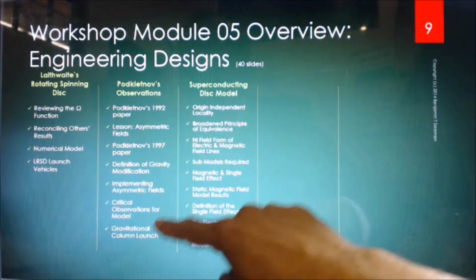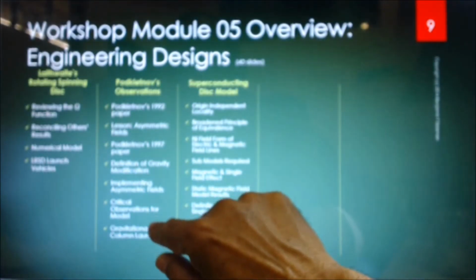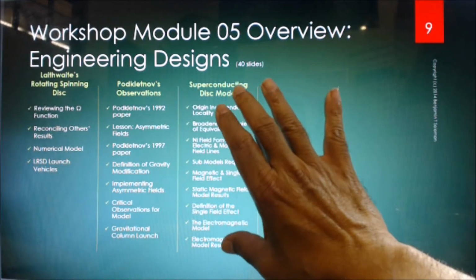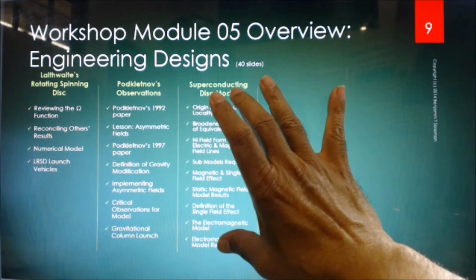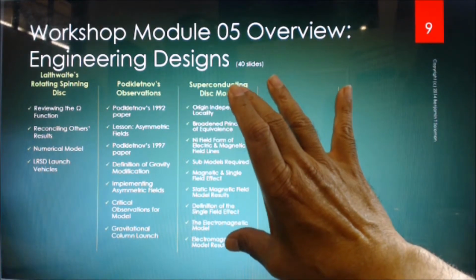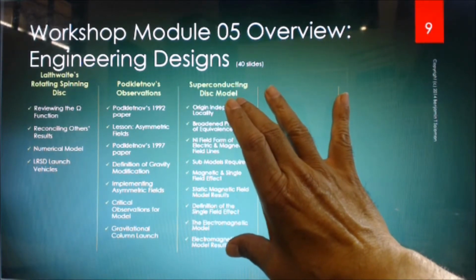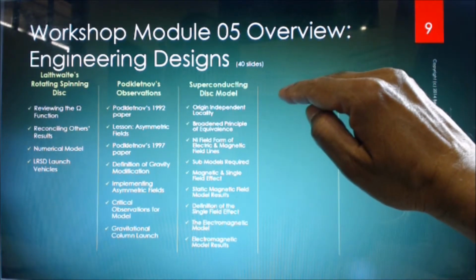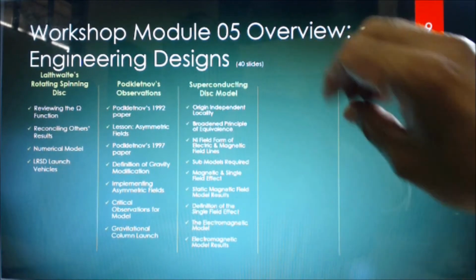With Podklenov's observation based on his 92 and 97 paper, we can now propose a gravitational column launch. It's a new vehicle. And then we look at the superconducting disk, which is his work based on his 92 and 97 paper. Look at this and see if it's possible to reproduce these shielding effects without using superconducting magnets. The long workshop has engineering design issues, which we will not cover in this short workshop.